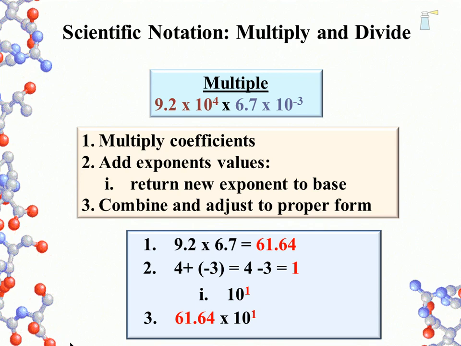The coefficient is not in proper form. We need to move the decimal to the left one spot, and that means add one more to the exponent. That gives us 6.164 times 10 to the second power.